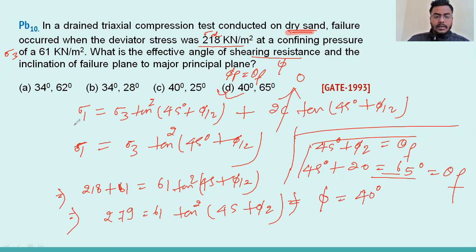Okay, so this relation is very important for the triaxial test, and for the UCT test, unconfined compression test. In unconfined compression test, σ3 is 0. So by putting σ3 is 0, you can get the expression for unconfined compression test also.